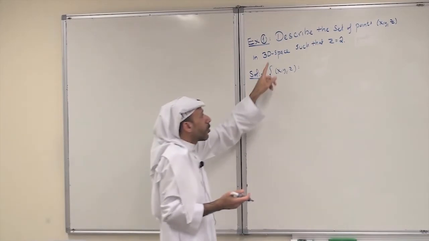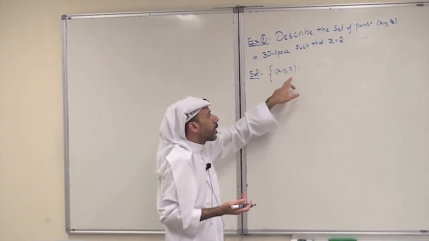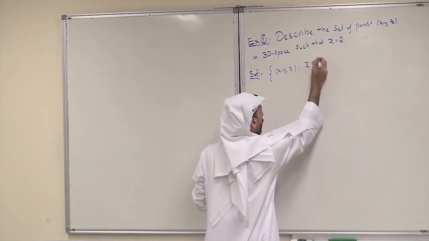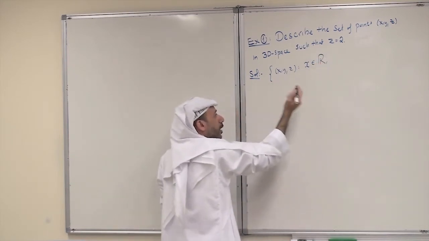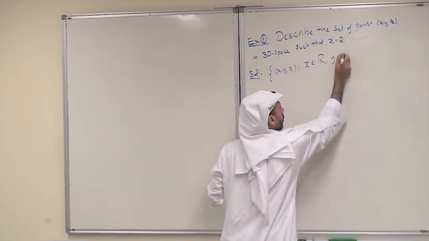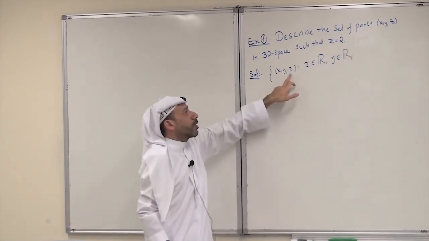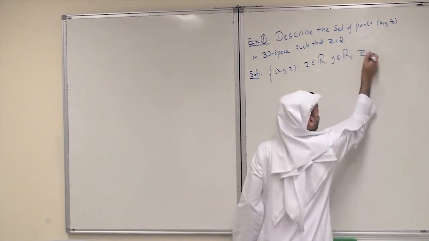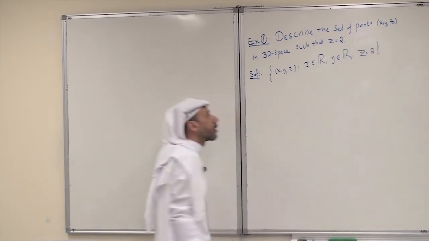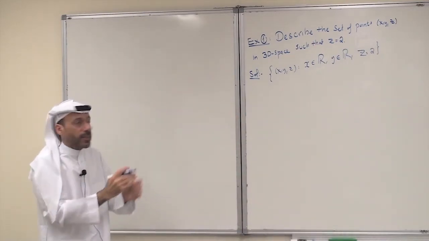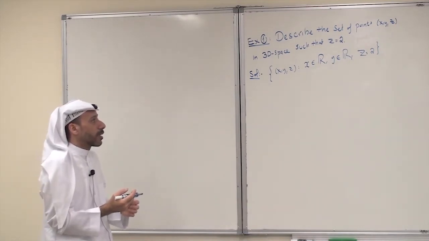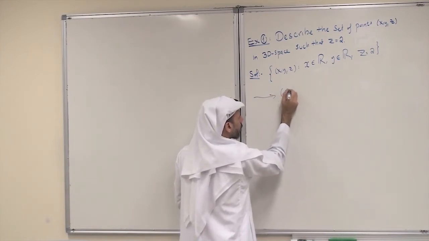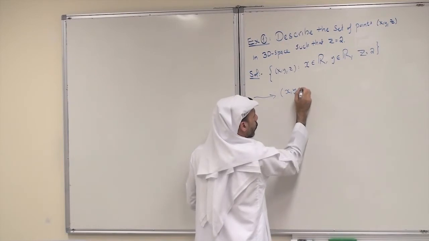So in this case, I want to describe the set of points x, y, z. What is the condition on x? There are no conditions, no restriction on us. X can take any real number. What about y? Again, it can take any real number. What about the z coordinate? Well, the z coordinate is always equal to 2. So z equals 2. So this is the description of the required set in set notation. This means an arbitrary point can take any x, any y, but the z coordinate is always 2.